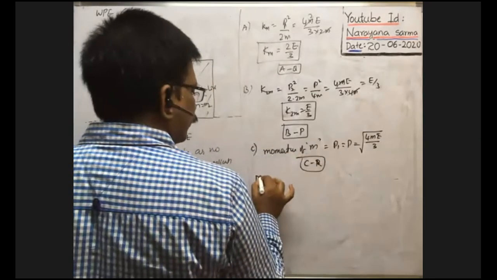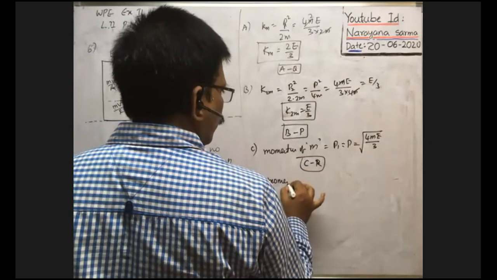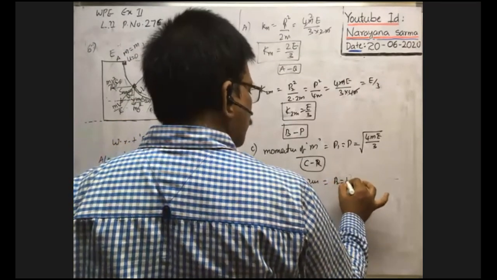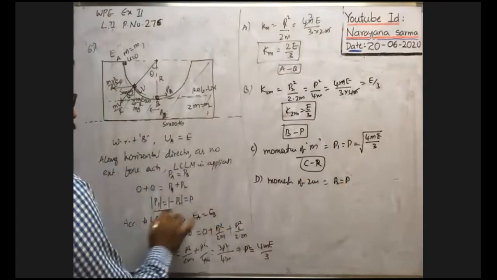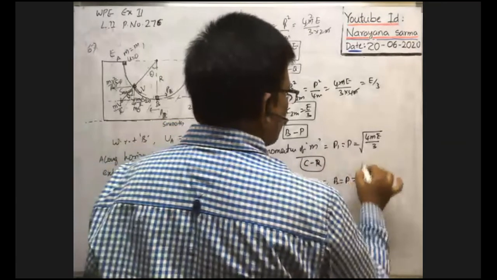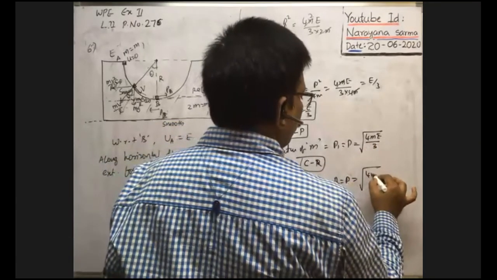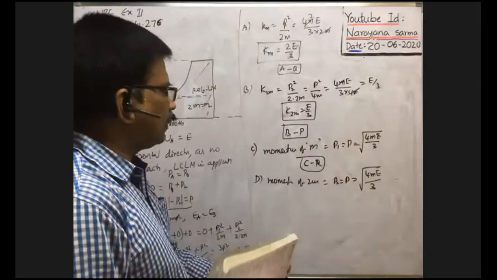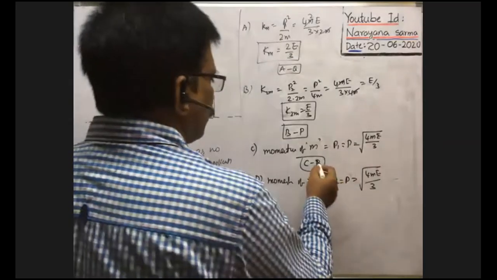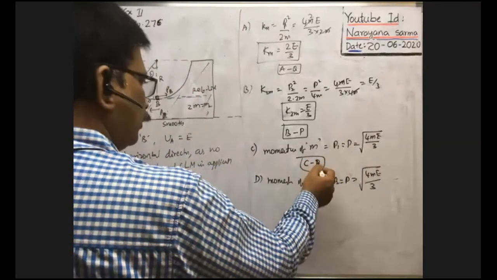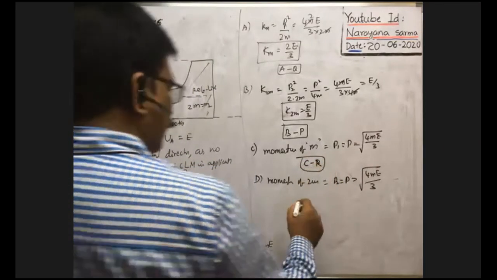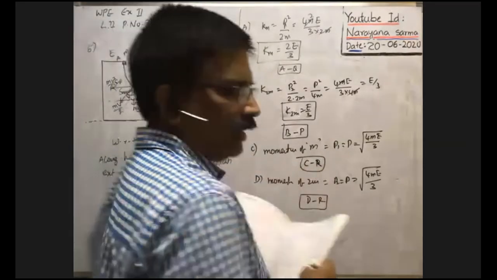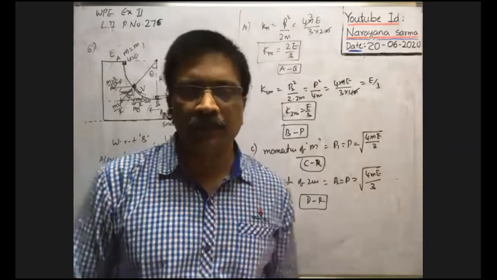But D, momentum of 2m. Momentum of 2m is P2. That is also equal to P only. P1 and P2 are both equal in magnitude. That's why this is also square root of 4me by 3. Therefore, for D also, the matching in column 2 will be R. That's why D, R both are correct. That is the matching. In this way, you have to do the matching.